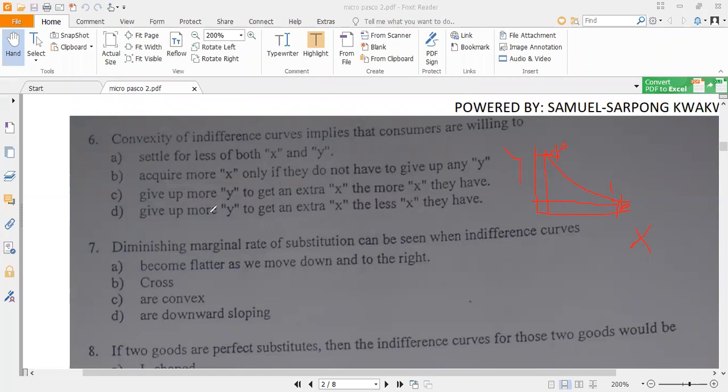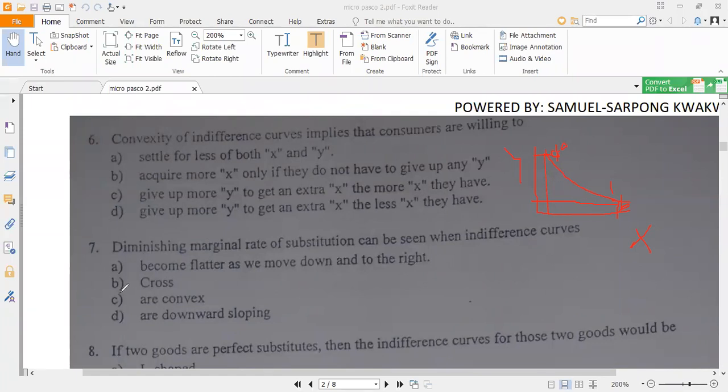So to answer the question, if you are asked the reason behind the convexity of an indifference curve, it means that the person is willing to sacrifice more units of the good that he is consuming more, just for an extra unit of the good that he is consuming less. So they are willing to give up more of Y to get an extra unit of X when they are consuming so little of X. Okay, that is for number 6.